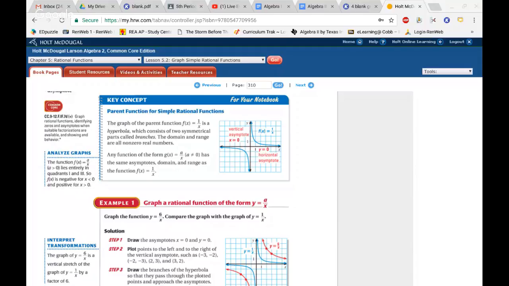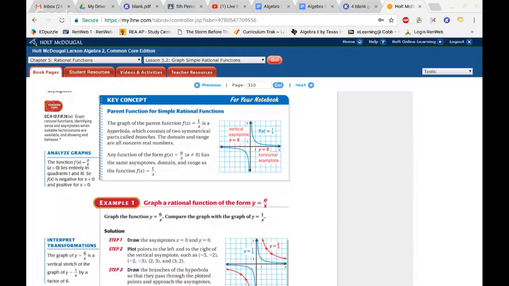And obviously x can't equal 0, and that's why that asymptote is there. Basically, what asymptote means is the curve is going to come very, very close, but never touch it. That's the definition of an asymptote, really. That makes sense.